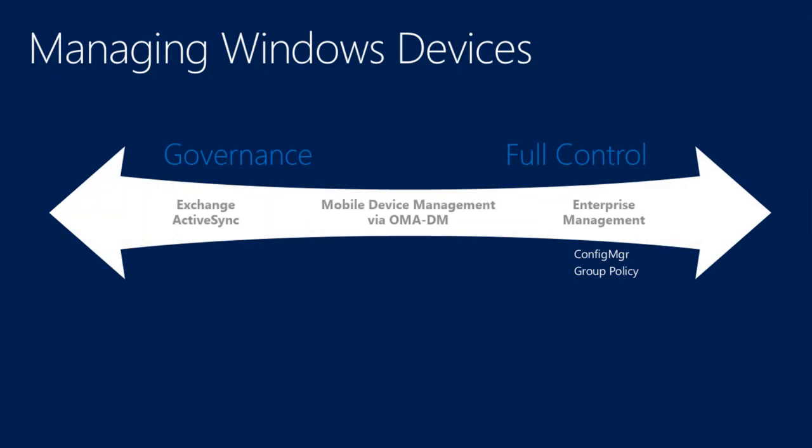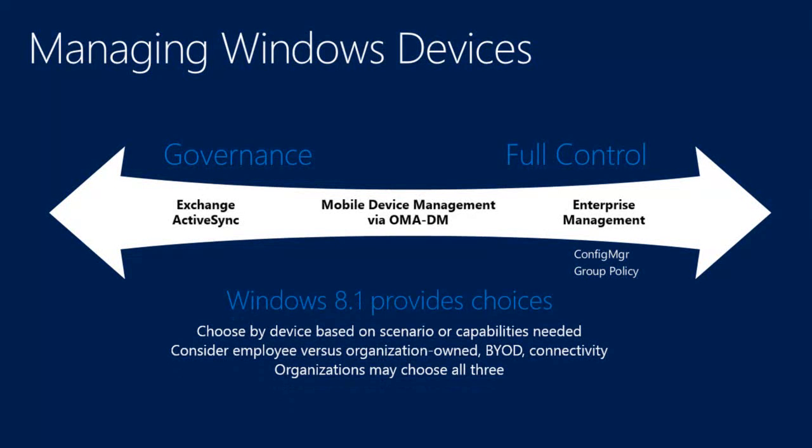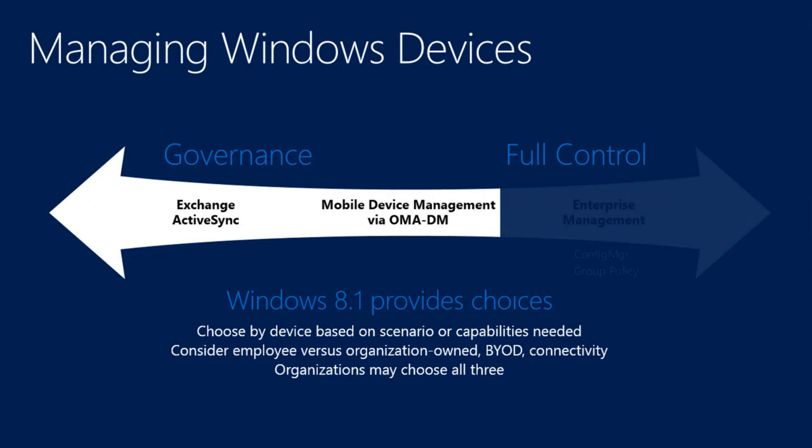So managing Windows devices. We've talked a little bit about this already, but let's dig into that a little deeper. When we're talking about Windows 8.1, the full operating system, Windows 8 Pro, Windows 8 Enterprise, we have a full range of options, starting from Exchange ActiveSync on one end of the spectrum, going all the way up through Group Policy and Config Manager on the other end. In the case of Windows RT, though, we had to cut out one end of that spectrum. We have to remove the full control capabilities. We basically just have the other two.